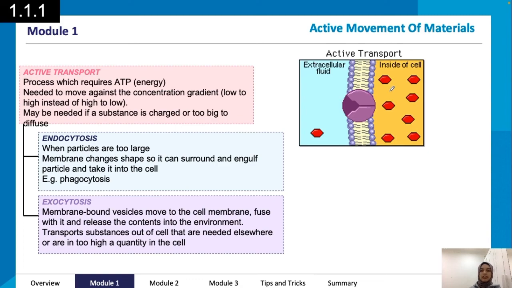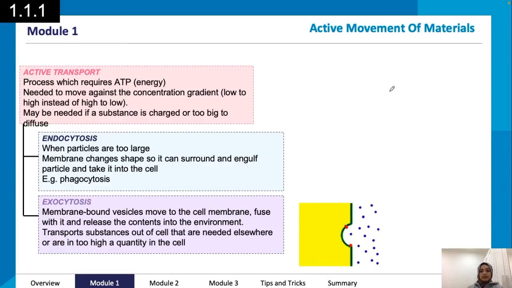So you can see the diagram over here. See the extracellular fluid. You can see the inside of the cell. That's where we see active transport occur. And there's a diagram example there as well.